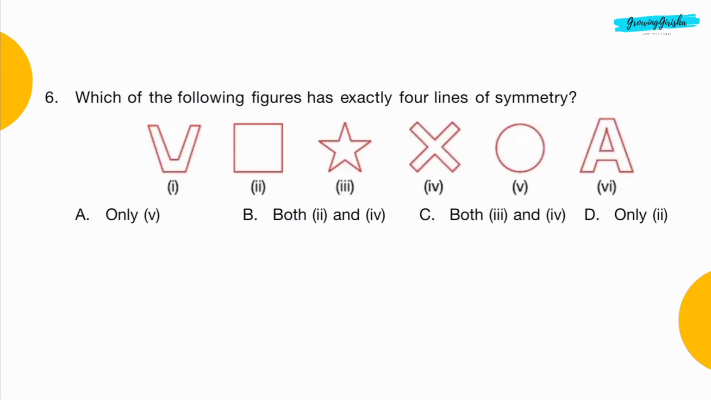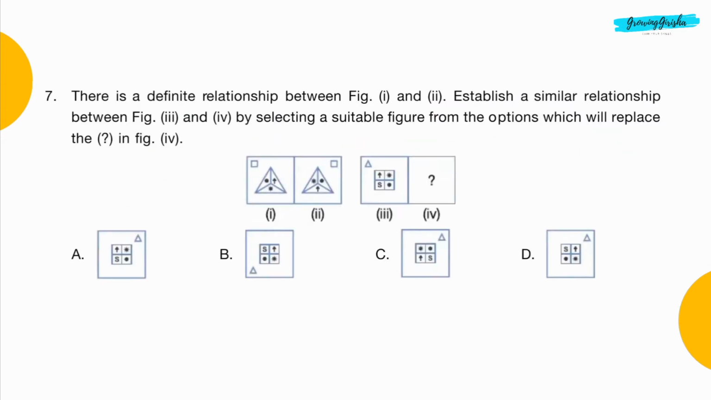Question 6. Which of the following figures has exactly 4 lines of symmetry? Option B. Both 2 and 4. Question 7. There is a definite relationship between figure 1 and 2. Establish a similar relationship between figure 3 and 4 by selecting a suitable figure from the options which will replace the question mark in figure 4. Option D.